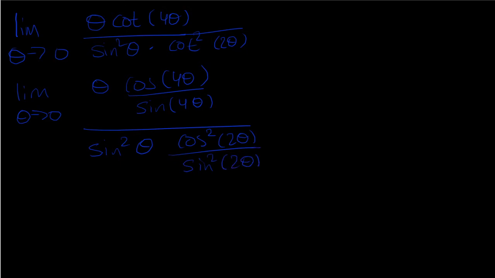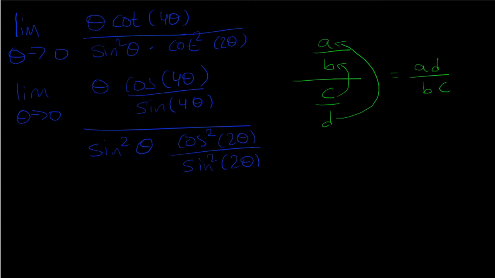Here I'm going to use a little trick. In general, if I have a fraction divided by another fraction, I can bring the d over by a and then the c to b. So this would turn into a times d over b times c. This is a nice little trick that can make our calculations a lot faster. So in this case, I can bring the sine squared up top here, and then the sine squared cosine squared 2 theta down here.